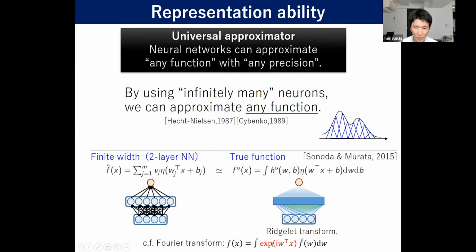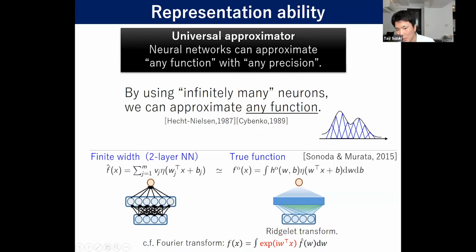Okay. So exponential i omega transpose x can be decomposed into the cosine function and the sine function. So we can see that the function f can be represented by the summation of the cosine and the sine functions. The same thing also happens for the neural network. Instead of cosine and sine, you can use an activation function. By taking a superposition of many neurons, you can reconstruct any function. So this is very much analogous to the Fourier transform.